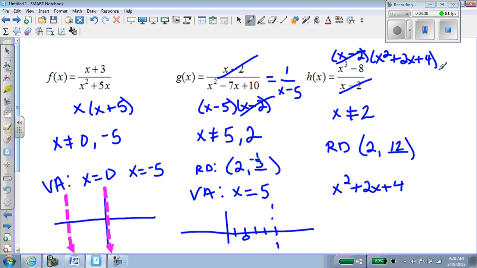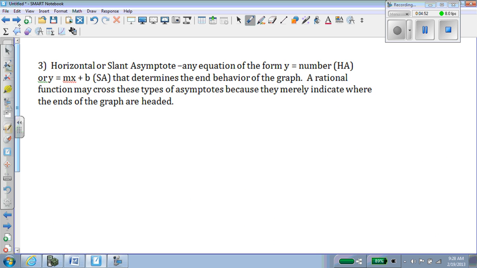And by the way, this simplified version is just a parabola. So this graph is going to be a parabola with a hole at 2, 12. There will be a hole in the graph. So it's going to look like a parabola with a hole in the graph.